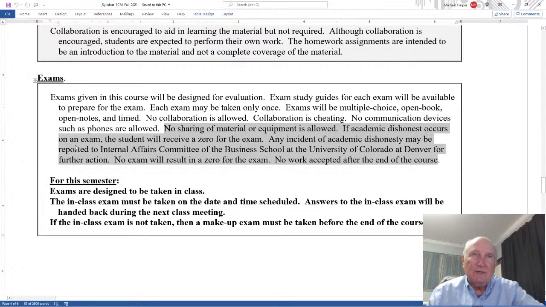If academic dishonesty occurs on an exam, the student will receive a 0 for the exam. Any incident will be reported as academic dishonesty. No exam will result in a 0 for the exam. No work accepted after the end of the course.